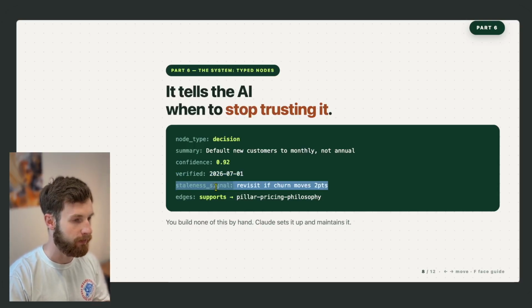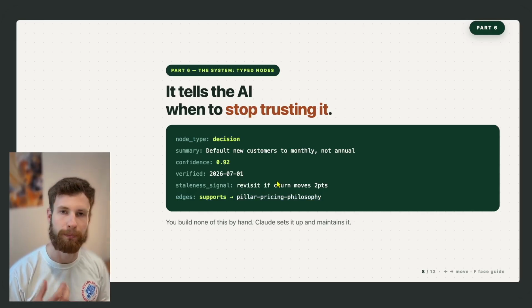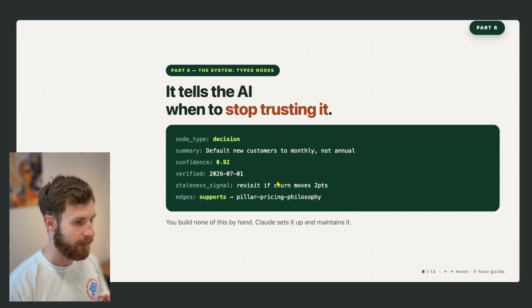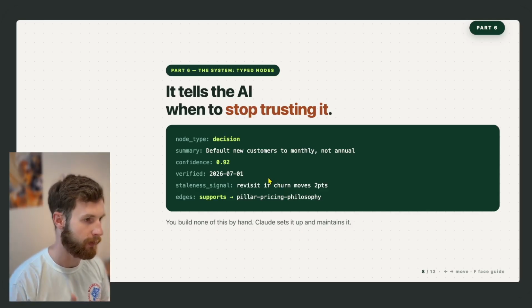It tells you when it would be interesting to look at it again and revisit it, whether it stays true or not. It tells you what it is connected to. For example, this decision is supporting a pillar pricing philosophy. And so the biggest difference between a normal second brain and an infinite second brain is that it has this index.